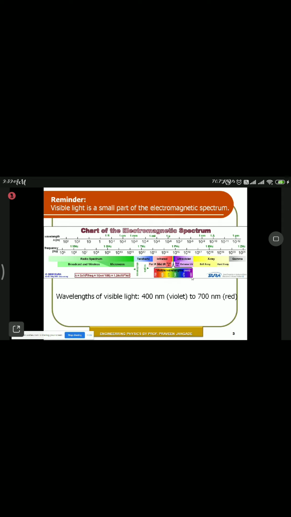If you cross 400, that will be ultraviolet. If you cross 700, it will be infrared. If the wavelength is below 400 nanometer, it will be ultraviolet, and if it is above 700, it will be infrared. Infrared or ultraviolet is not visible to the human eye. Only the visible spectrum is between 400 and 700 nanometer. In Angstrom units, it will be 4,000 to 7,000 Angstrom. So this is the visible light in the electromagnetic spectrum.